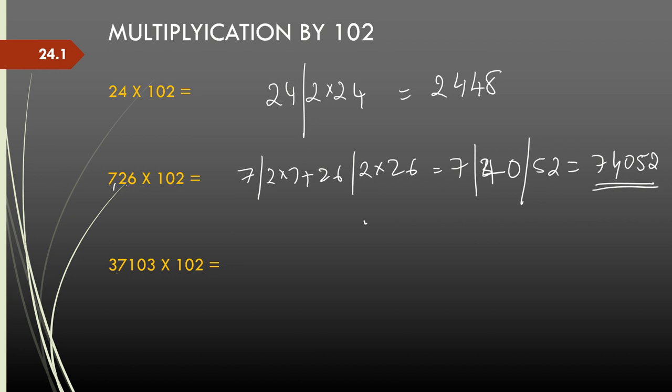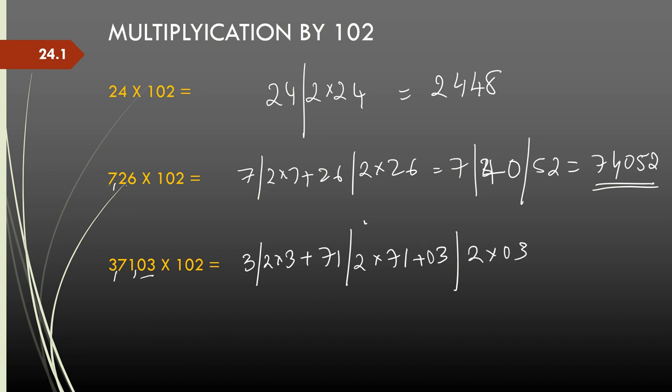Suppose we have a bigger number, that is 37103 for example. You divide it into groups of 2 from the right side. You can start writing the answer from the left. First part is 3, then is twice of 3 plus 71. Then the next part will be twice of 71 plus 3, and then twice of the last two digits 03. Okay, just to be clear, write all the digits.